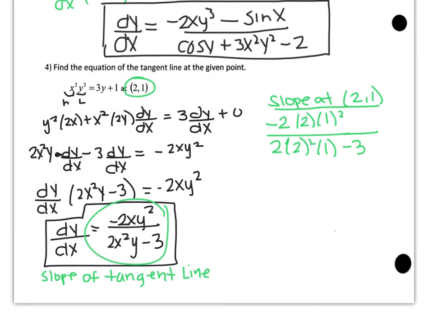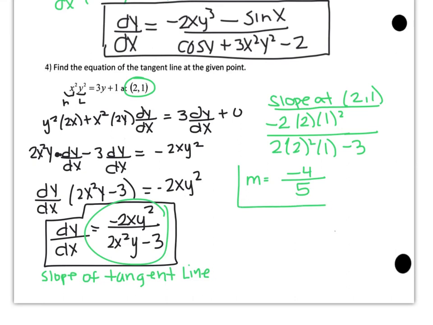So all I did was plug in x and y, 2 and 1, into this whole equation. And then we just simplify the top and simplify the bottom. And that is our slope of the tangent line. So let's see if we could do that real quick. 2 and 2 is 4, so negative 4 on the top. And the bottom is, this is what? 4 times 2 is 8, minus 3 is 5. So negative 4 over 5 is our m.